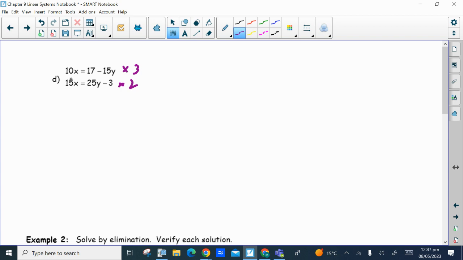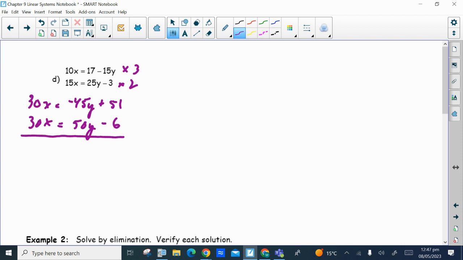So again, multiplying the entire first equation by 3. 10x times 3 is 30x. Now, in this case, I'm going to put the y term next. -15y times 3 is -45y, and 17 times 3 is +51. The entire second equation is multiplied by 2, which will give me 30x equals 25y times 2 is 50y. -3 times 2 is -6.